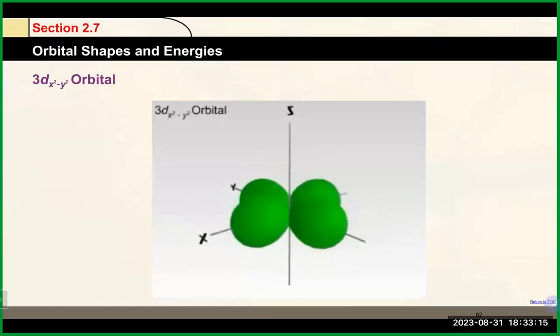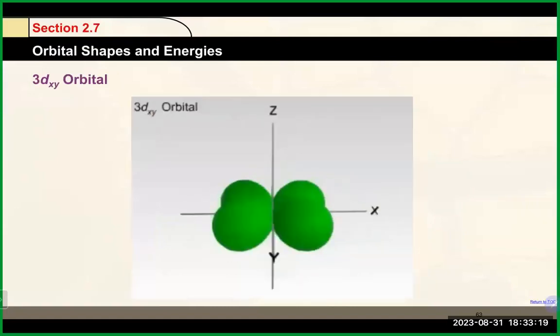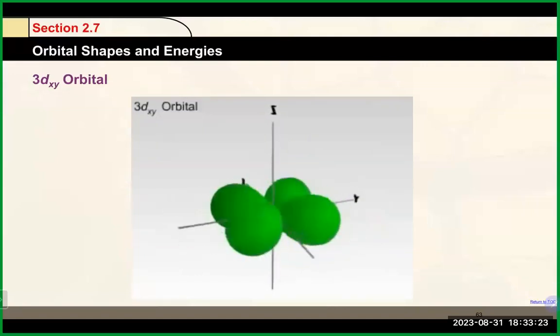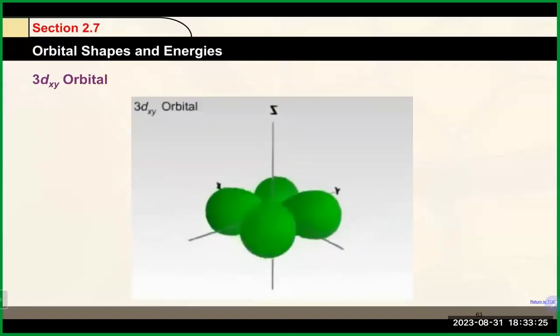The 3dxy orbital is aligned along the x and y axes. It has a cloverleaf shape that lies in the xy plane and bisects the x and y axes.